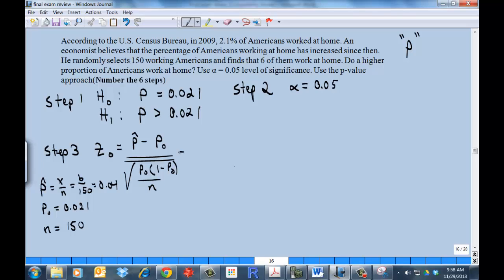Okay, so let's plug everything in here. 0.04 minus 0.021 over the square root of 0.021 times 1 minus 0.021 over 150. And so Z0, we get 1.62. And now we move on to step 4.